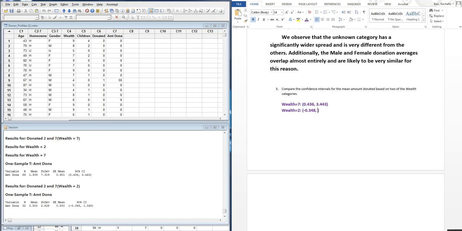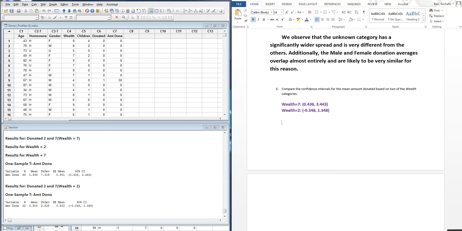0.348. And by the way, when you're dealing with something where negatives make no sense, we'll just make this 0. And that's perfectly acceptable in statistics, because it makes sense for you to donate $0. It makes no sense for you to ask this charity to give you 35 cents. That's just crazy town. Okay, so what do we notice?